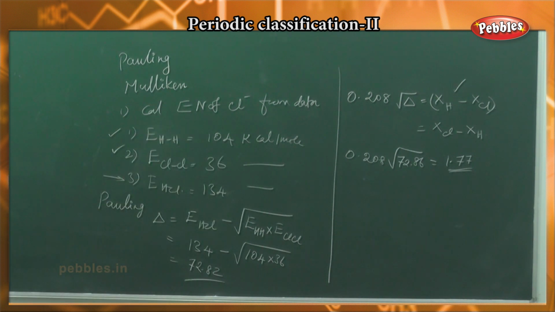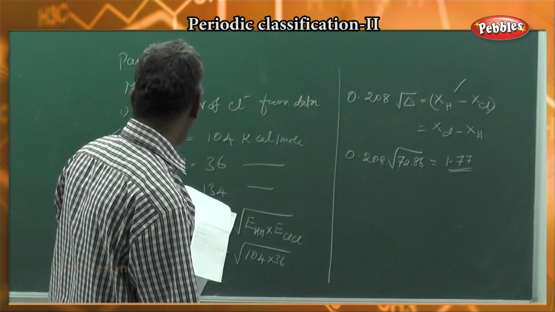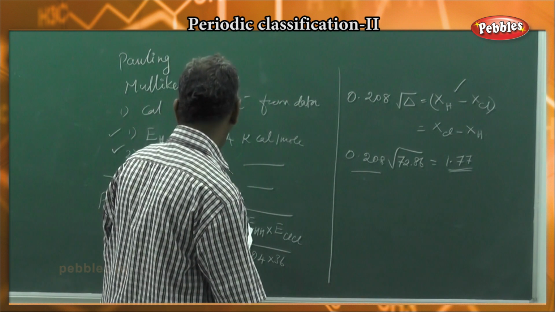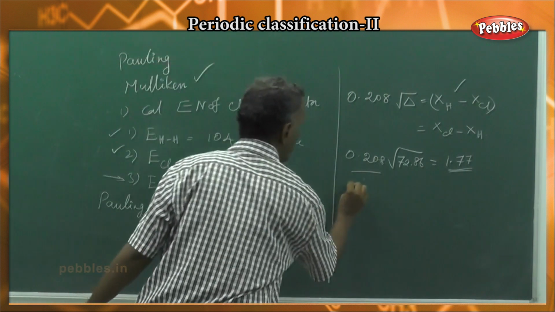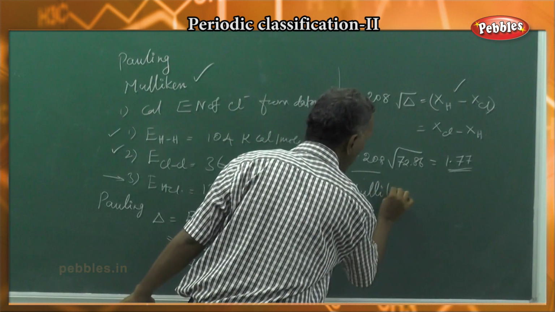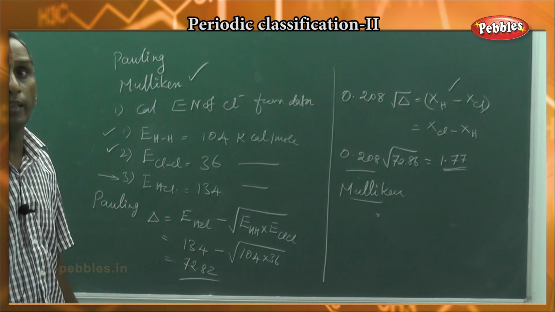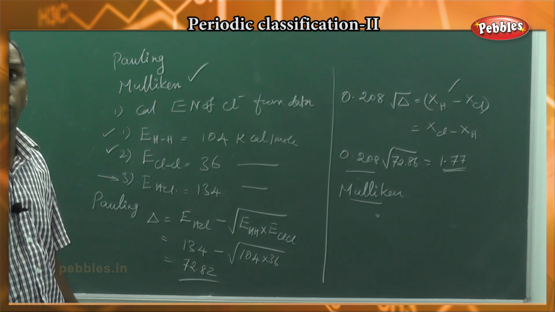The numerical value is non-zero, that is, X_Cl minus X_H is non-zero. Or in other words, X_Cl is greater than X_H. Or in other words, chlorine is more electronegative than hydrogen. So this gives the Pauling scale. The next scale of electronegativity is the Mulliken scale. So Pauling scale, Mulliken scale difference: the Mulliken scale is almost 2.8 times that of the Pauling scale.